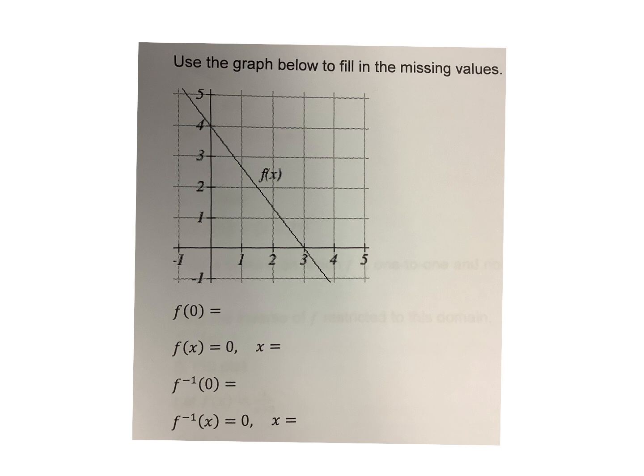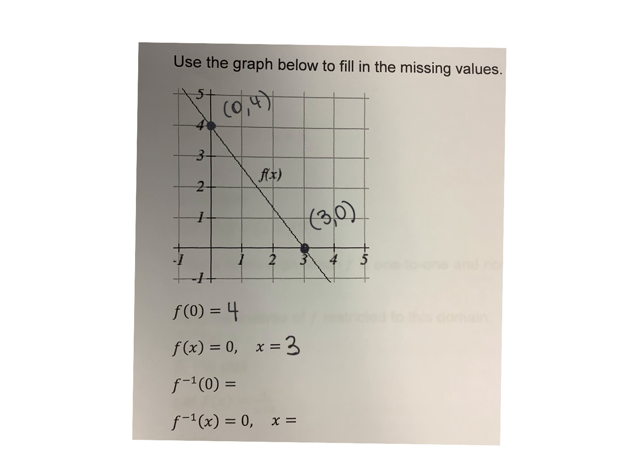As I look at this graph, I have ordered pair points here at 0, 4, and here at 3, 0. So these are on the original graph. If I'm looking at f of 0, that means when x is equal to 0, y would be equal to 4. The next one says f of x is equal to y. So when y is equal to 0, then x would be equal to 3.